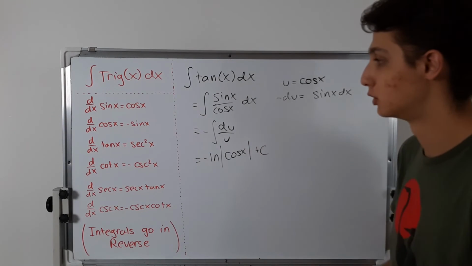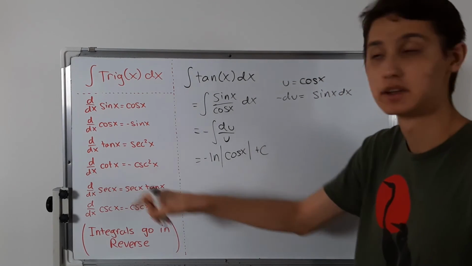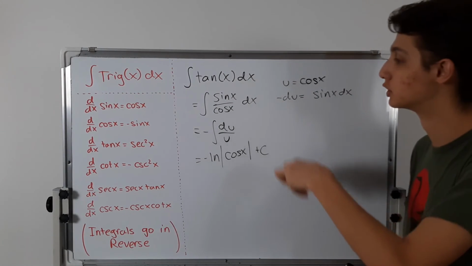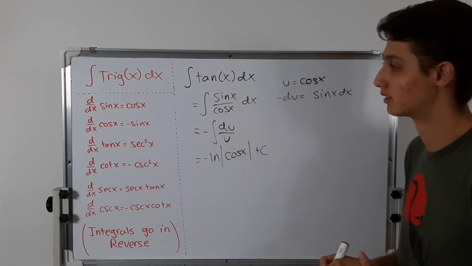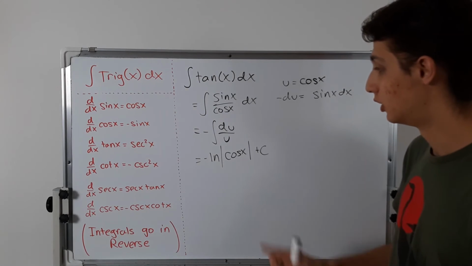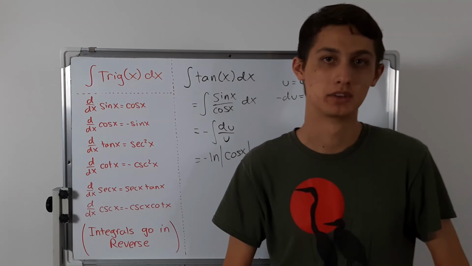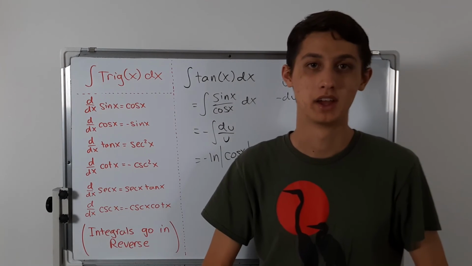I encourage you to try the integral of cotangent. It's a very similar process, slightly different with the u substitution, but pretty similar anyway. So this is just an example I wanted to show, just a little quick video to talk about the integrals of trig functions.